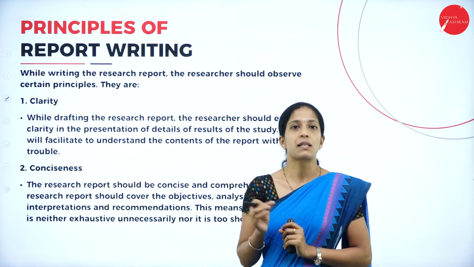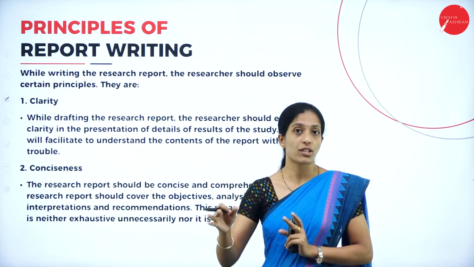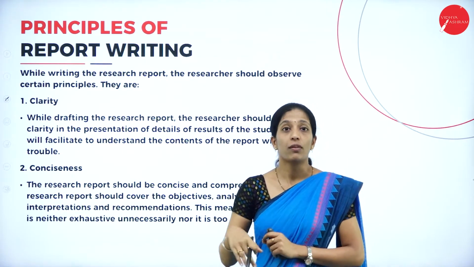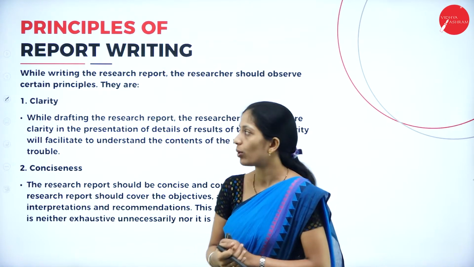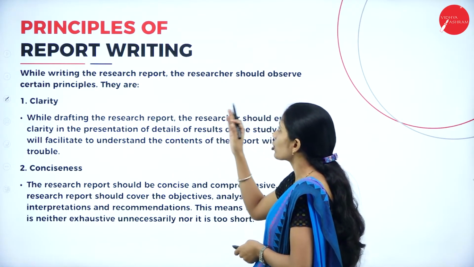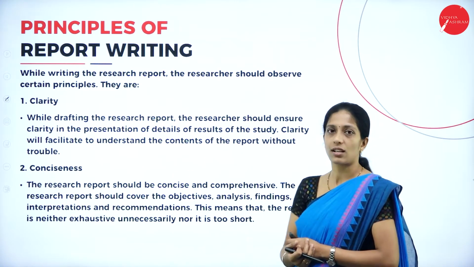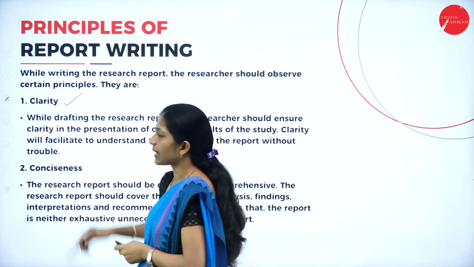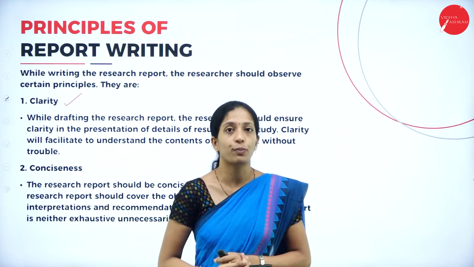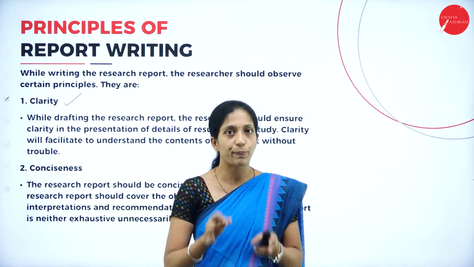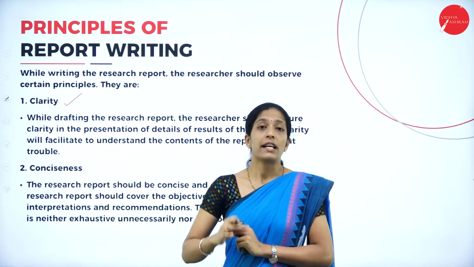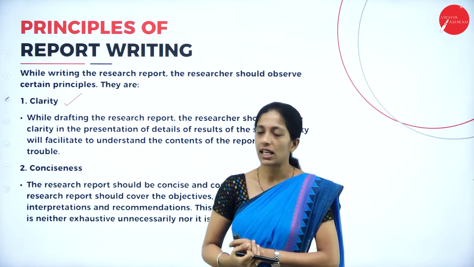So what are the principles or what are the characteristics of a research report? While writing the research report, the researcher should observe certain principles. Let us see what these are. So the first one is clarity. Of course, the report should be very clear, correct? So clarity in the research report, so that it can be understood by the users easily.